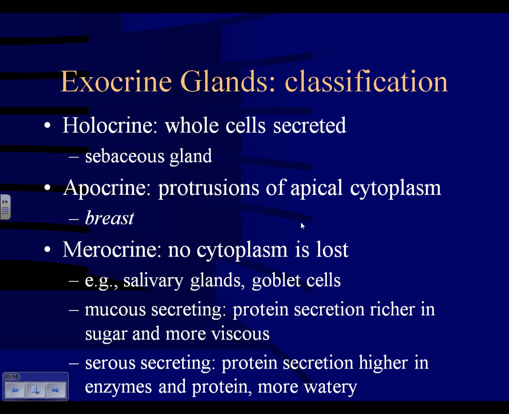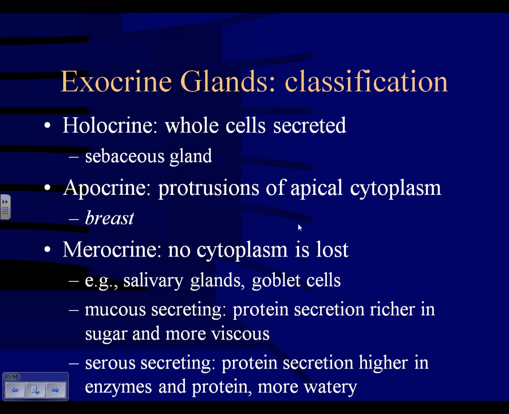Exocrine glands have some classification, which is important just to know. It's probably not terribly important in everyday practice. But a holocrine secretion refers to a whole cell that's secreted. So a sebaceous gland secretes its entire cytoplasmic contents into the duct.